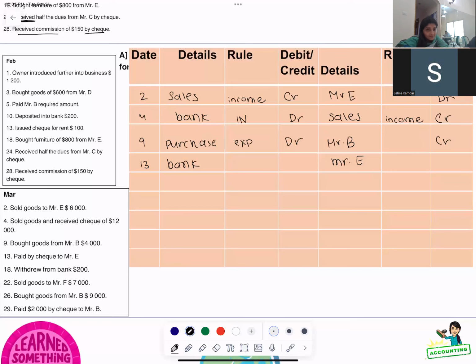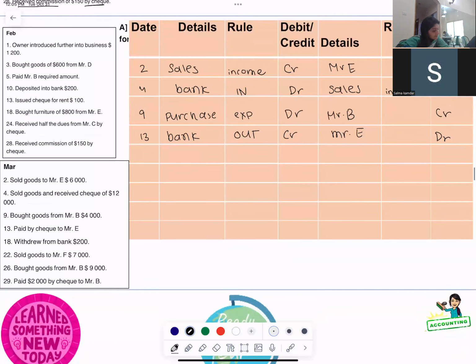Is going out. Is it drawings? No, no, no. It is withdrew from bank. That means removed from the bank.